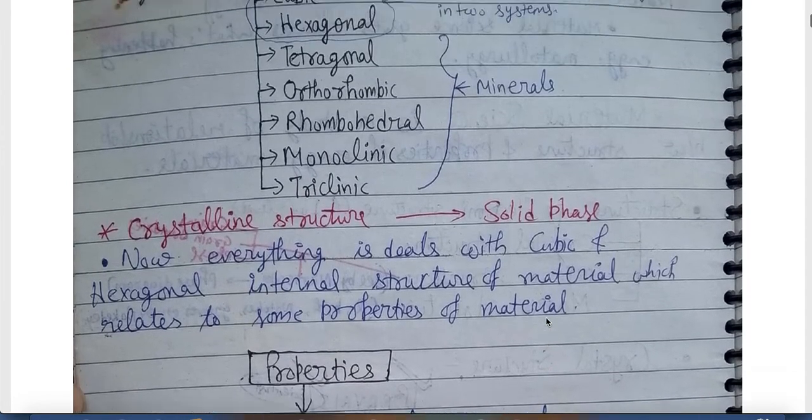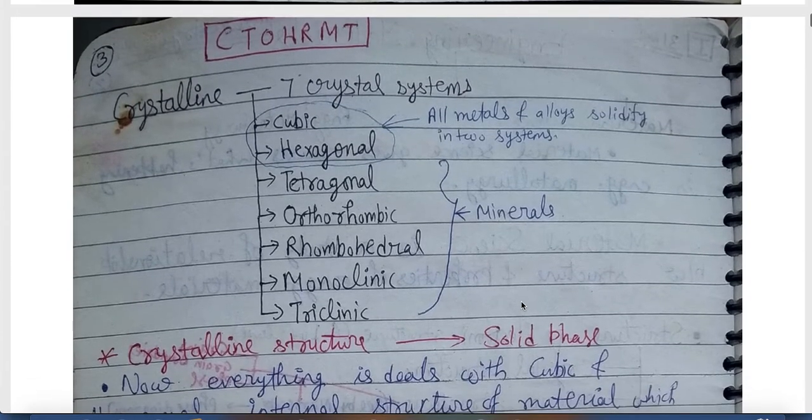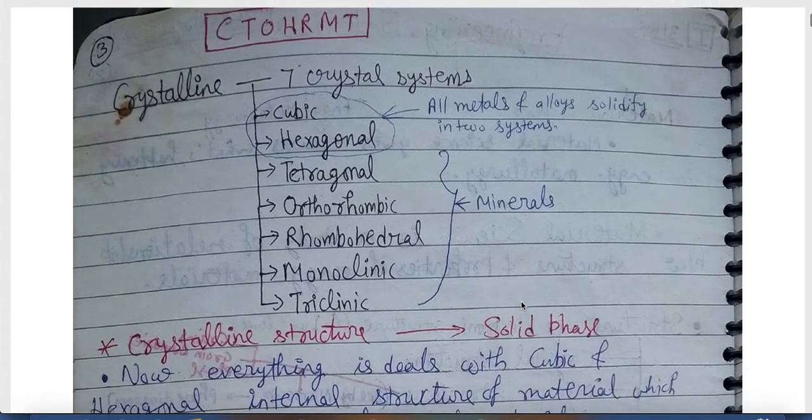So we have discussed the crystal structures in detail, and to recall them we have also framed a mnemonic, which is called CTOHRMT. C for cubic, T for tetragonal, O for orthorhombic, H for hexagonal, R for rhombohedral, M for monoclinic, and T for triclinic. In this way you can recall the crystal structures very properly.